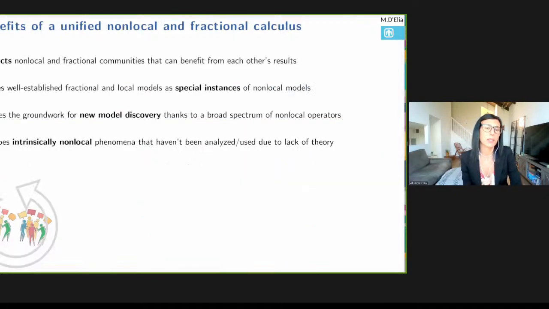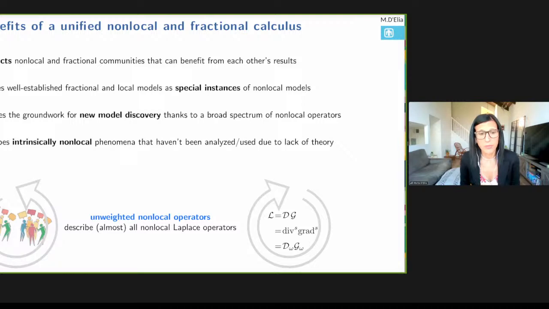So why are we doing this? First, we think that by connecting non-local and fractional communities, then we can finally benefit from each other's results. And in this setting, we can have a theory that includes fractional and local models as special instances all in just one theory. And what's also important for us, especially in this project, is that with the unified calculus, we are providing the groundwork for new model discovery. And new model discovery where these models are guaranteed to be mathematically rigorous in some sense. And the goal is to describe phenomena that are intrinsically non-local but haven't been studied or considered due to the lack of theory.